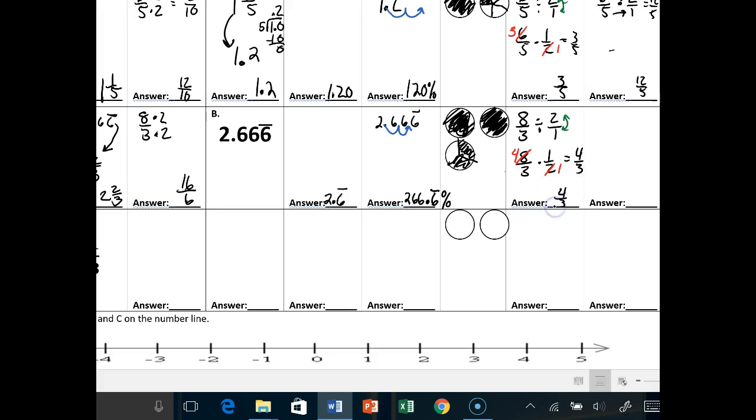Everything so far has been nice and neat on the answer line. Yours should be the same way. So 8 over 3 times 2 over 1. This time I can't cross cancel anything, so just multiply straight across. I get 16 over 3.